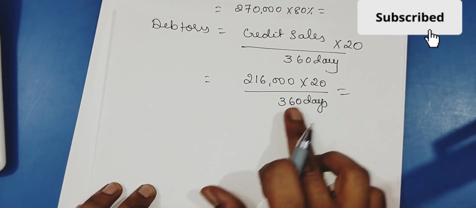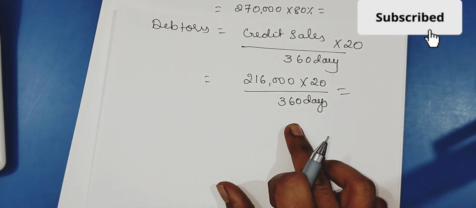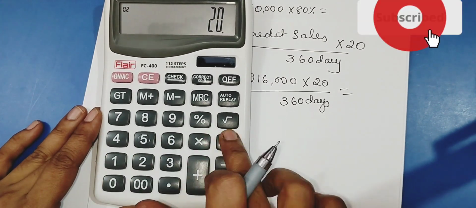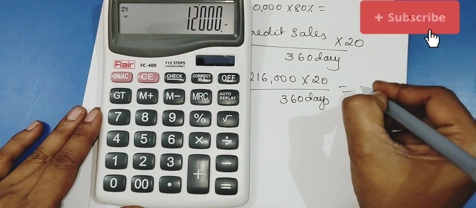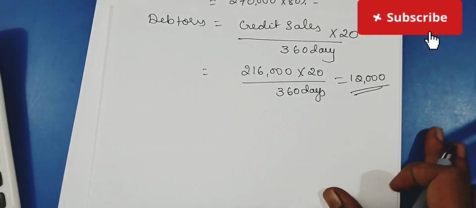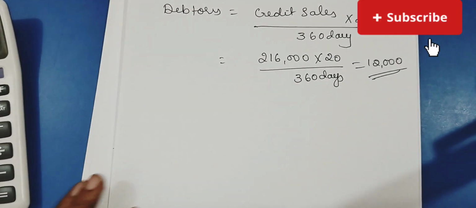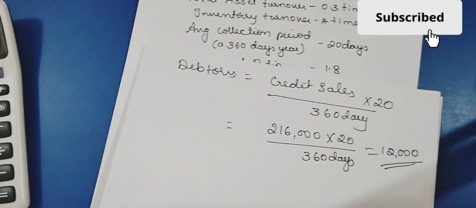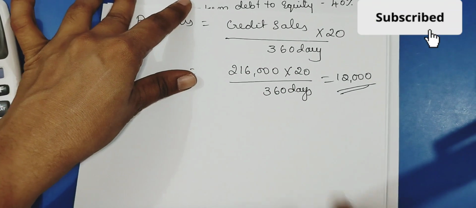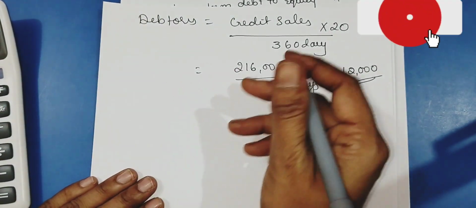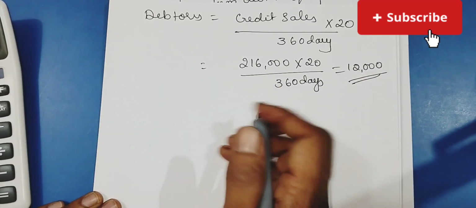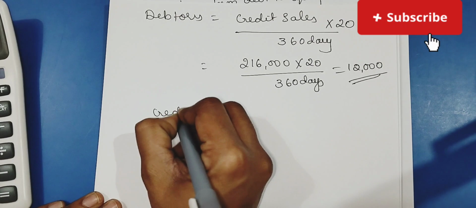Credit sales into 20 divided by 360 days. Now let us calculate. 2,16,000 into 20 divided by 360 is 12,000. Right. Then we need to find out creditors. Before finding the current ratio, we need to find creditors also, because debtors we have already. So we will find creditors.